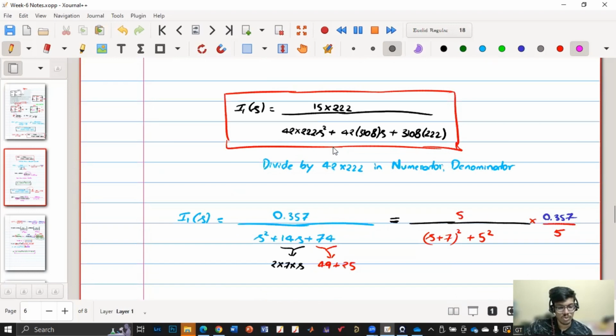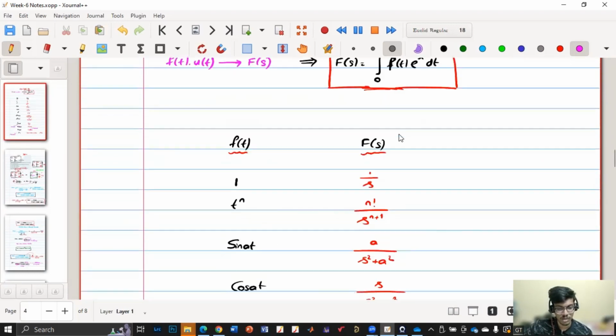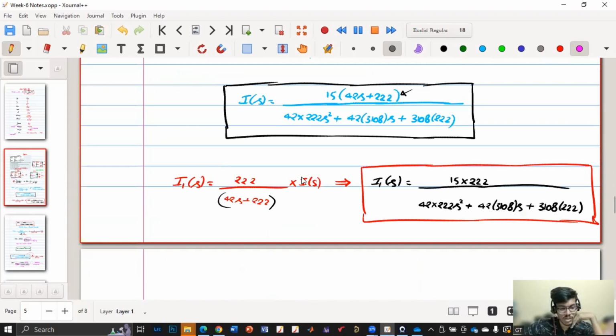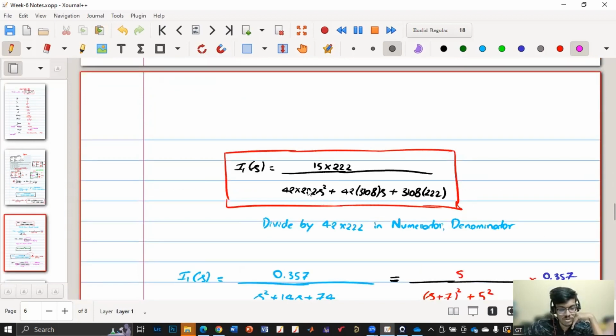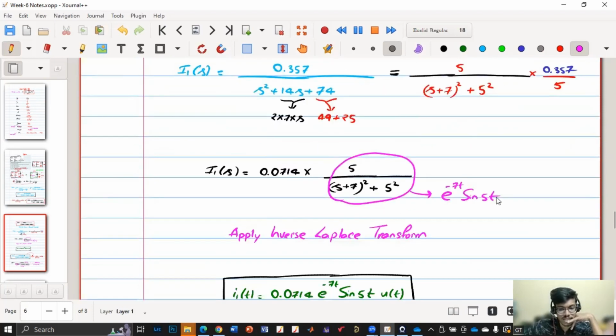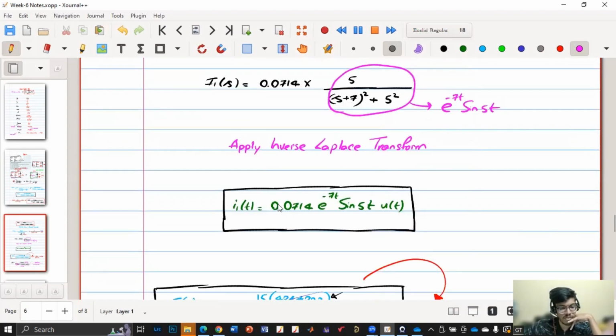Because I know that in my inverse Laplace transform table, the coefficient of S square in the denominator is always 1, I ensured that this is 1. So I divided by 42 into 3 in both numerator and denominator and simplified it. Then I realized it is in the sine term, so I applied inverse Laplace transform. I got it very simply for I1 of t.